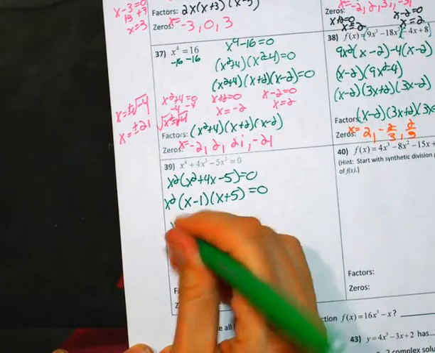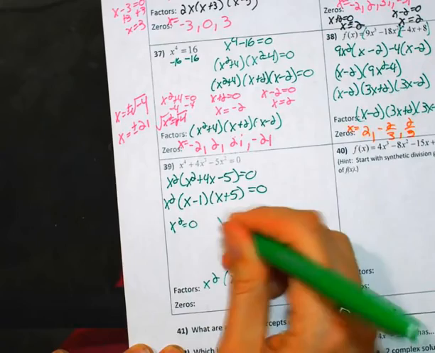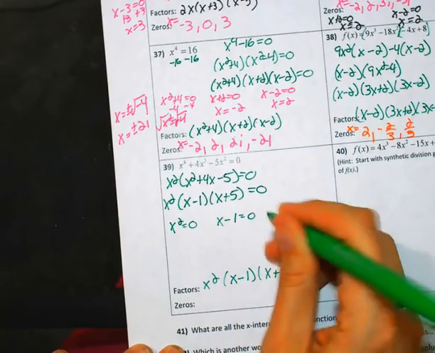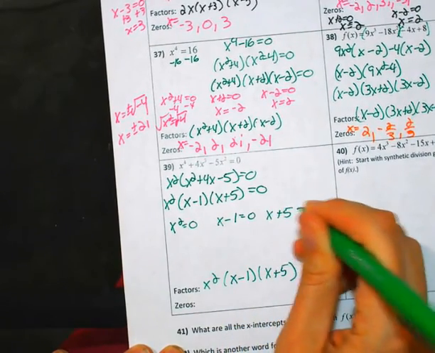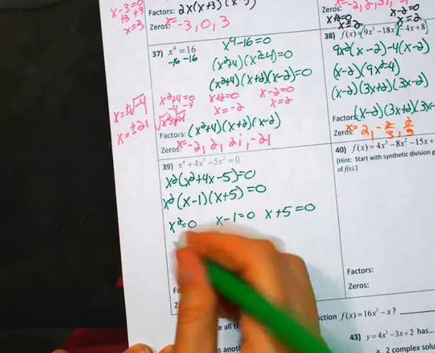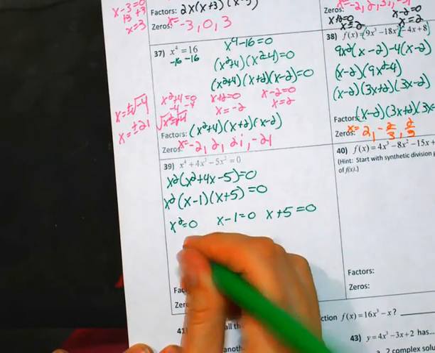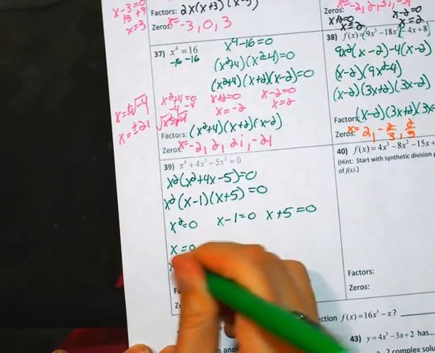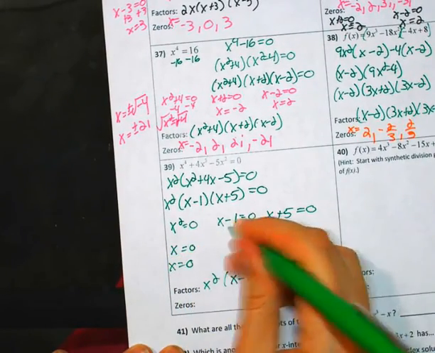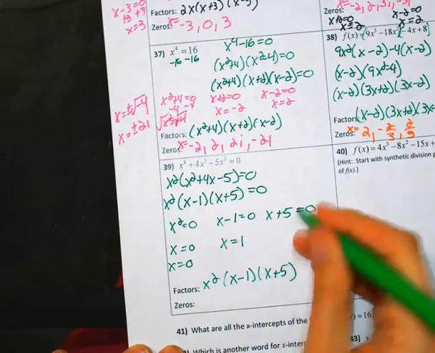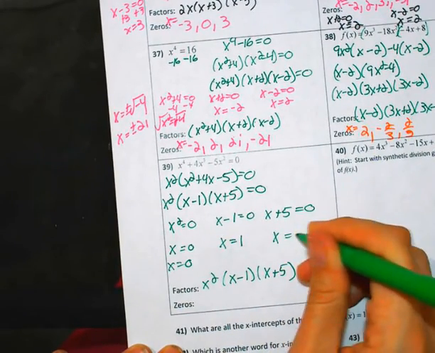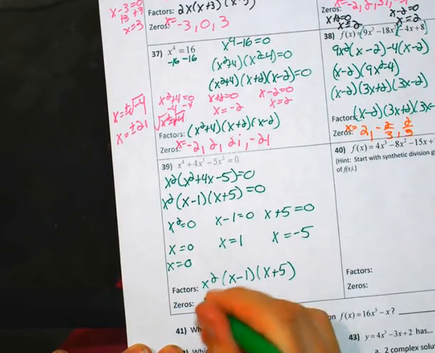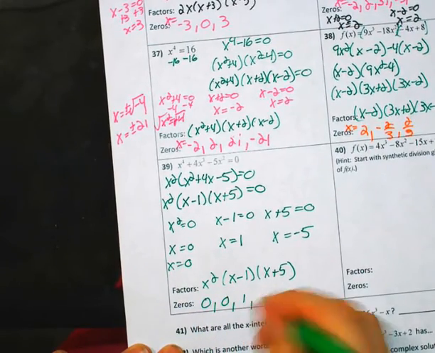And then to find the zeros, I'm going to set every one of those equal to 0 and then solve. So x squared equals 0. Means that there's a double root there, so x equals 0 and x equals 0. And then plus 1 on both sides, we have x equals 1, minus 5 on both sides, x equals negative 5. So my zeros are 0, 0, 1, negative 5.